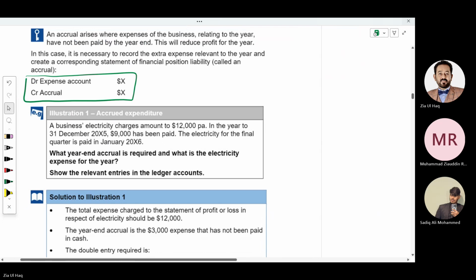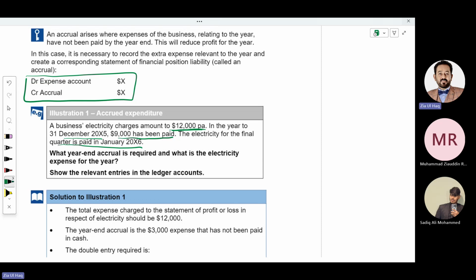Illustration 1. A business has electricity charges amounting to 12,000 per annum. Meaning per year, its electricity expense is 12,000. In the year to 31st December 20x5, 9,000 has been paid. This means if per year is 12,000 and you have paid 9,000, 3,000 is still left, meaning relating to current but will be settled in future. The electricity for the final quarter is paid in January 20x6. And there are 4 quarters in a year.